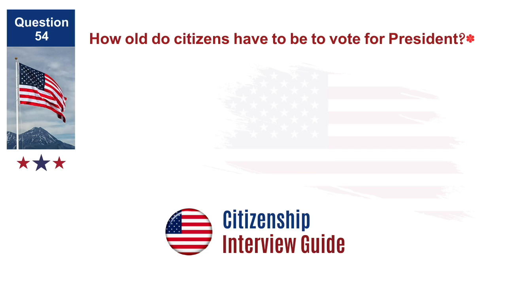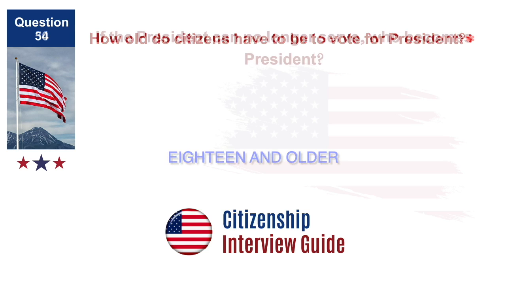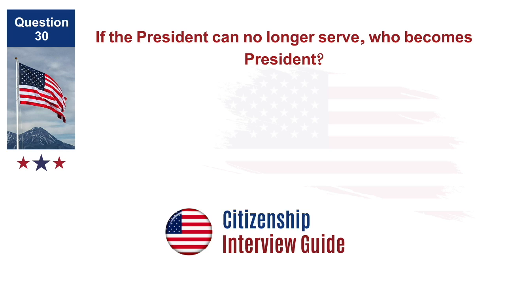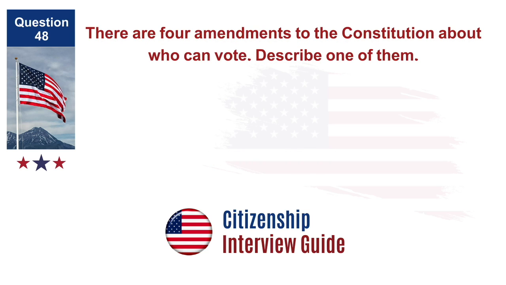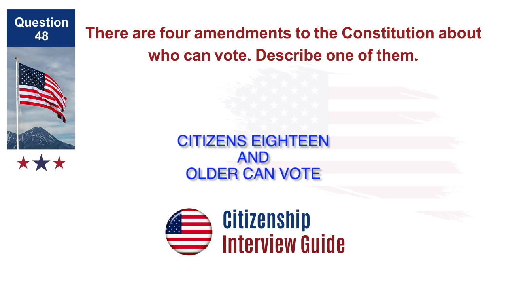How old do citizens have to be to vote for president? 18 and older. If the president can no longer serve, who becomes president? The vice president. There are 4 amendments to the Constitution about who can vote. Describe one of them. Citizens 18 and older can vote.